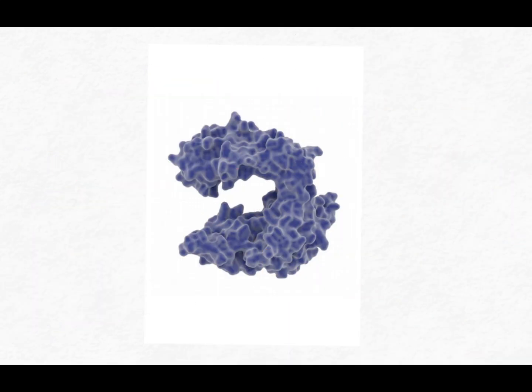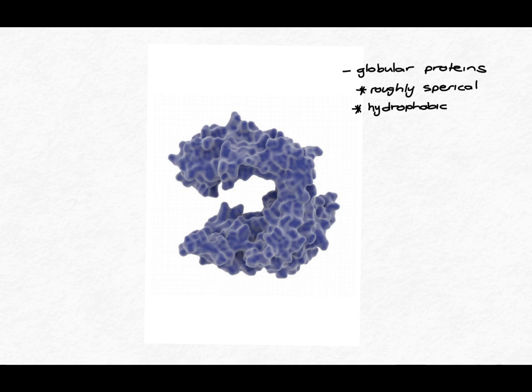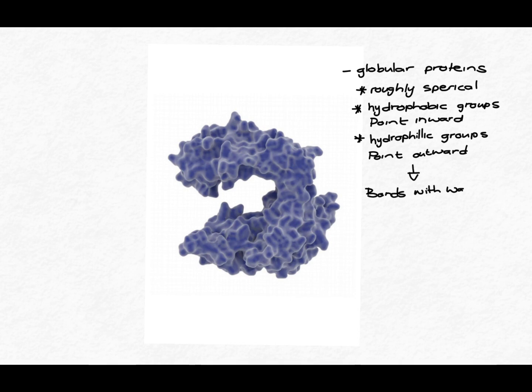Today we're going to have a look at enzymes, more specifically how they work. So enzymes are globular proteins and they're roughly spherical with their hydrophobic groups pointing inwards and their hydrophilic groups pointing outwards. This means that the hydrophilic groups will be able to bond with the water in the surrounding environment, making them soluble in a solution.